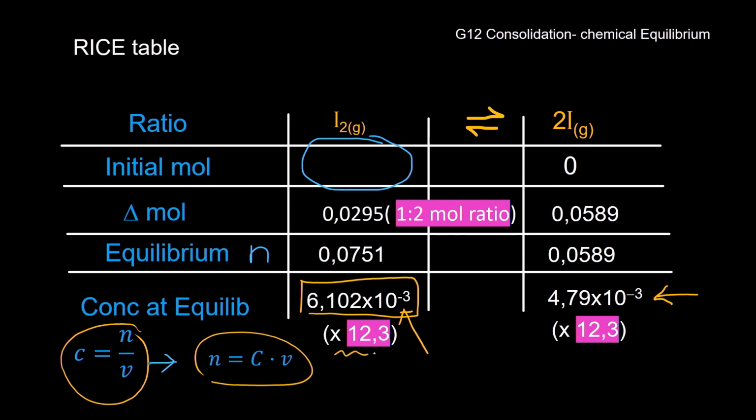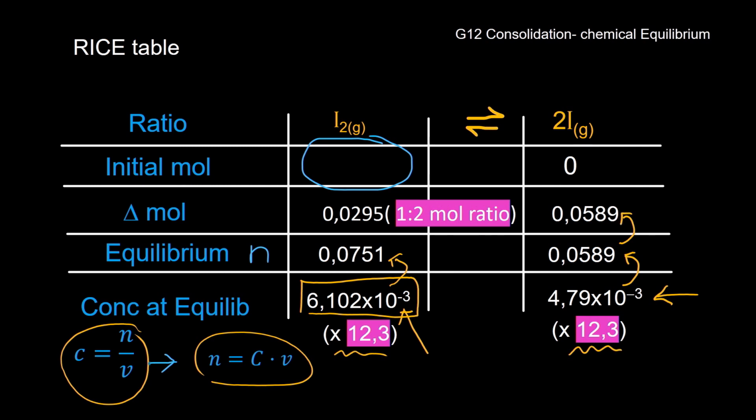So this is the volume here. And we times both concentrations by the same volume, because they're in the same flask, and we end up with an answer of this. So we've got 0,0589 moles at equilibrium for the atoms, and we have got 0,0751 moles for the molecule at equilibrium. What is the change in number of moles though? Because that is really what we want to find out. So for our product, we know that this is going to be the same value.